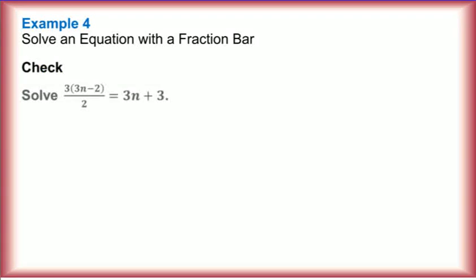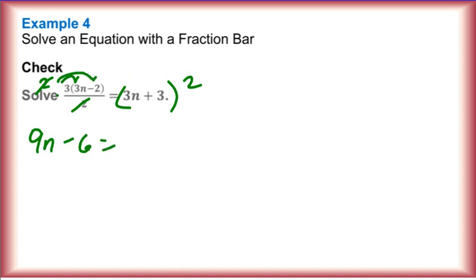Next example, example 4. Again, I have parentheses and fractions. So the easiest way, for me, is to get rid of my fraction first. So I'm going to multiply by 2 on both sides, get rid of my 2 here. And whatever I do on one side, I have to do on the other. But you notice I put parentheses here because I have to multiply 2 by everything on the right-hand side. And I also have parentheses here, so I'm going to distribute, and I get 9n minus 6 equaling 6n plus 2.